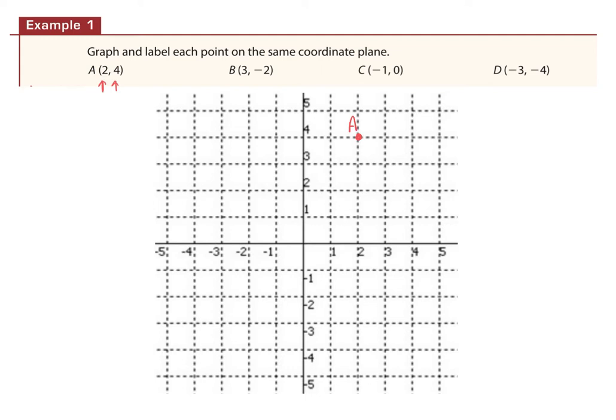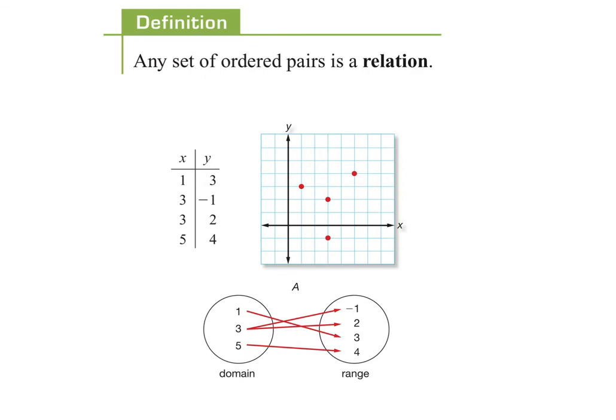The next one is a positive negative. So again, you're just going to move 3 in the positive, 2 in the negative, and then you're going to label that one. And so hopefully we have all graphed on the coordinate plane. And then you should be able to recognize graphs on a coordinate plane.